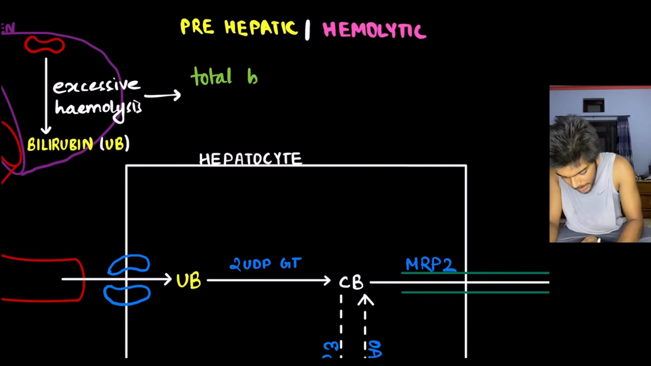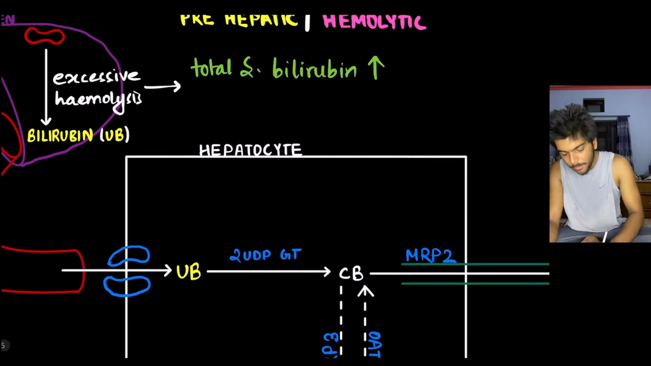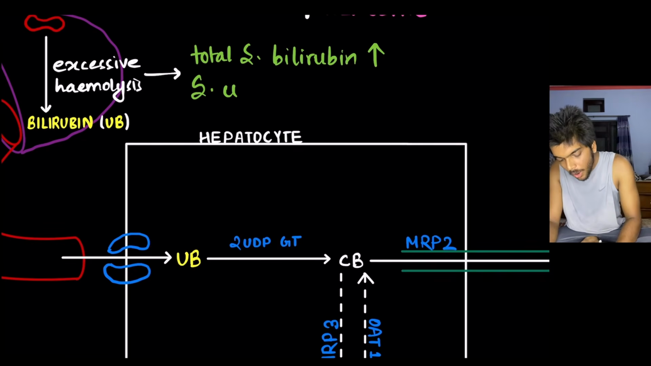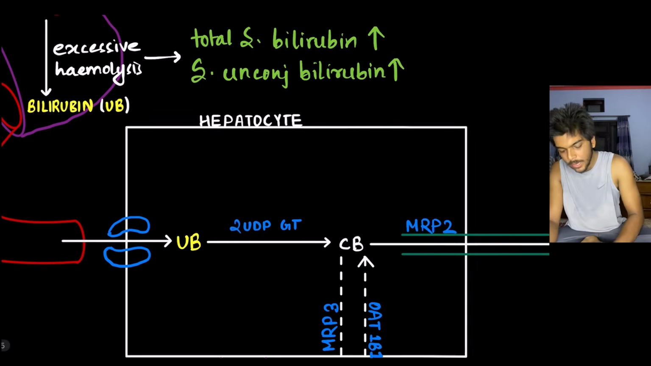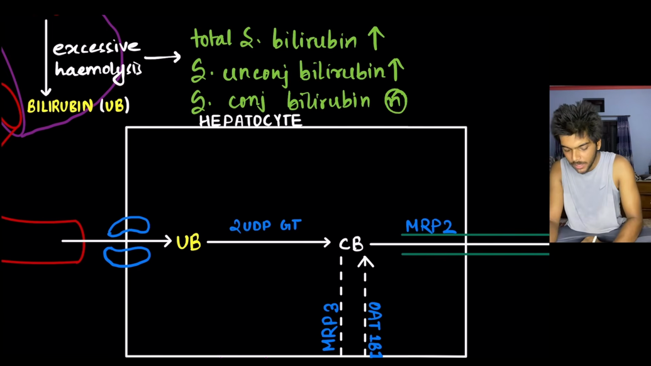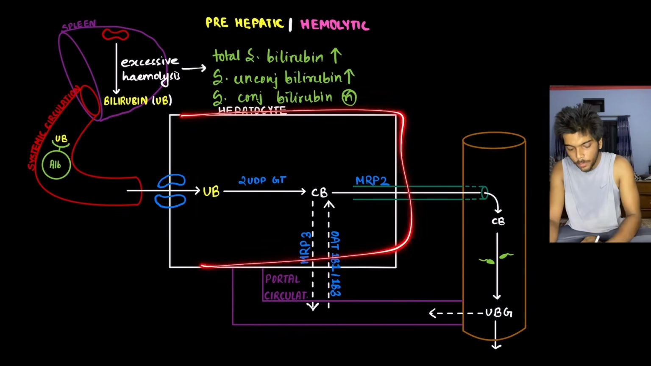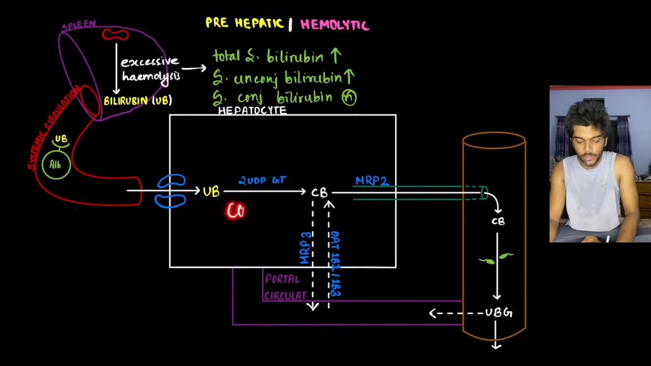Okay. So, first, bilirubin level. Total serum bilirubin: there is a rise in total serum bilirubin. Serum unconjugated bilirubin: there is a rise in serum unconjugated bilirubin. Serum conjugated bilirubin remains normal. Why? Because there is no problem with the hepatocyte, so the conjugation taking place is normal. So a normal amount of conjugated bilirubin is being produced.